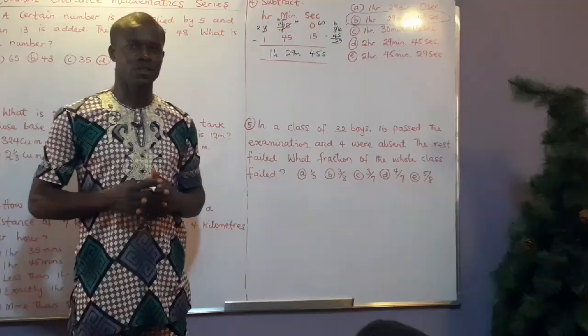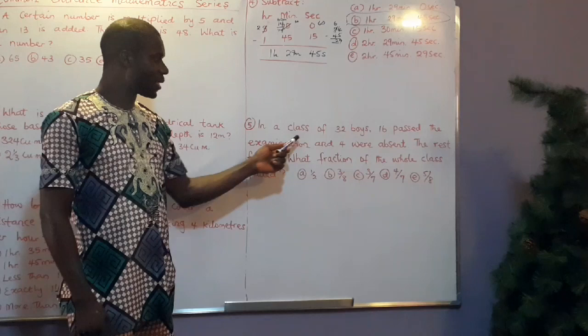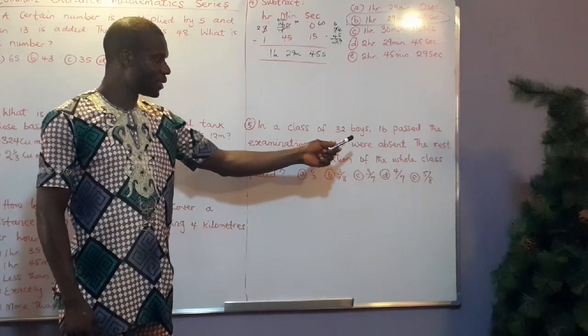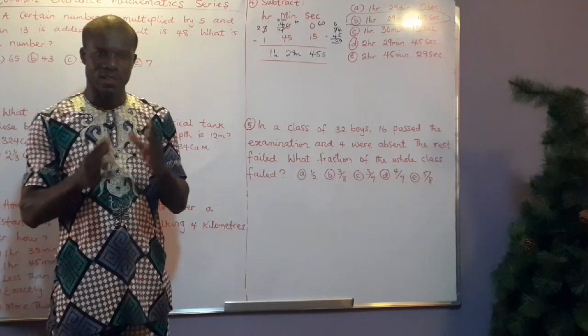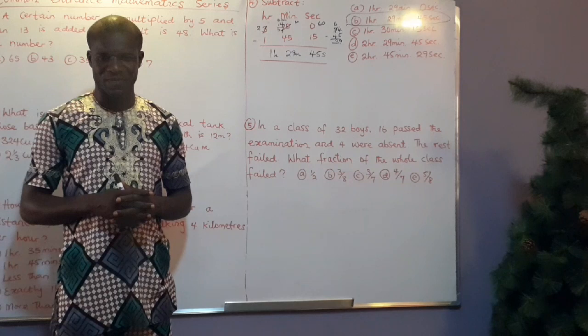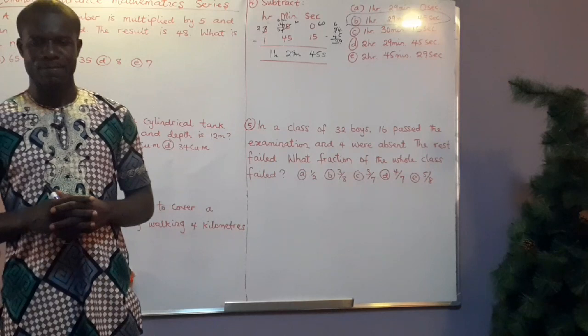Question number 5. Question number 5 reads, in a class of 32 boys, 16 passed the examination and 4 were absent. The rest failed. What fraction of the whole class failed? This kind of question, what do you think we should do? I think we should subtract the number of people that passed and the number of people that were absent in that examination from the total number of boys in that class.